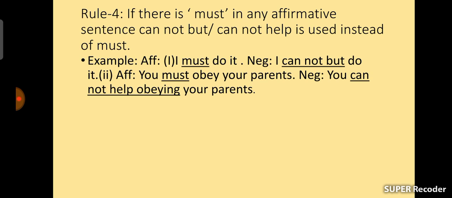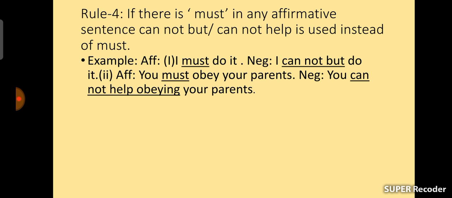Rule 4: if there is must in any affirmative sentence, cannot but or cannot help will be added instead of must. If you find must in any affirmative sentence, you should use cannot but or cannot help instead of must. You should remember that if you use cannot help, you should use ing with the verb of the sentence. You should add ing with the main verb of the sentence. Okay, let's see some examples.